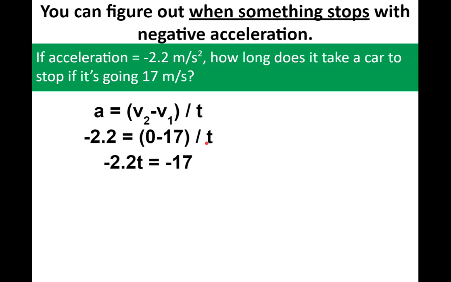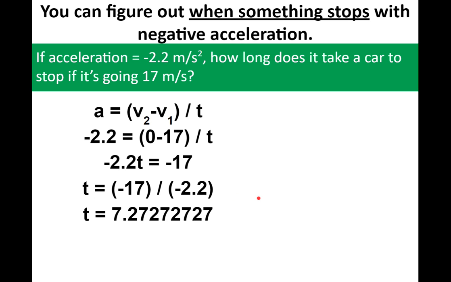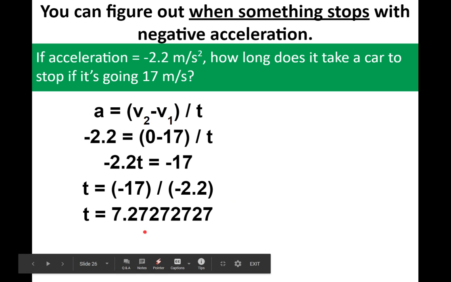So I multiply both sides by t. So I get negative 2.2t equals negative 17. And then you divide both sides by negative 2.2. So you get t equals negative 17 divided by negative 2.2, and you get 7.27 and so on. Oh, I should have put seconds on there. Bad teacher, didn't put the unit.